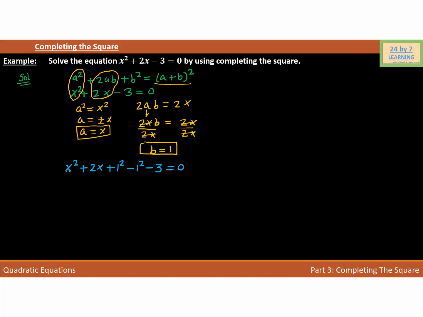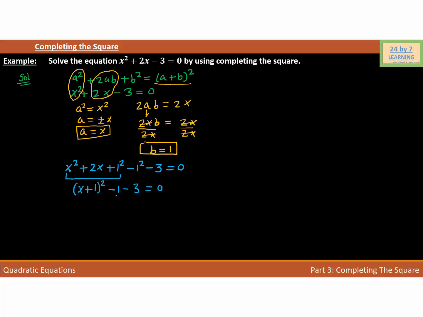So as you can see, this is my a square plus this is my 2ab plus this is my b square. So for this whole term, I can definitely substitute a plus b whole square. So my a is basically x plus my b is 1. So I will write x plus 1 whole square, and then I have negative 1 square, which is basically negative 1, minus this 3, and that is equal to 0.